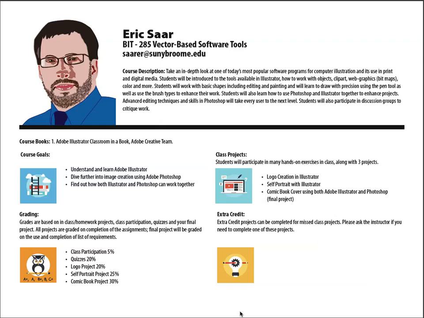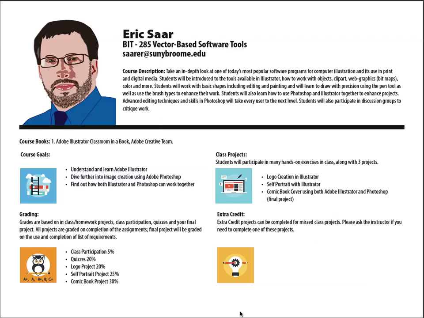Course goals that we're going to be trying to accomplish are understanding and learning Adobe Illustrator first and foremost. Dive further into image creation using Adobe Photoshop. So we're going to use a little more Adobe Photoshop. A lot of people might have taken my BIT 185, which is Photoshop, and that is a great class. But we're going to do mostly Illustrator, and we're going to take ourselves a little deeper into some crazy Photoshop stuff, which is fun.